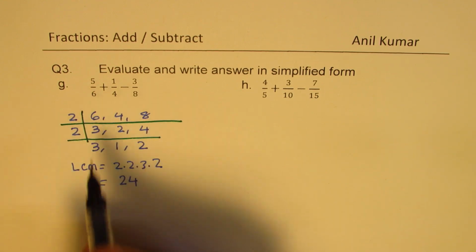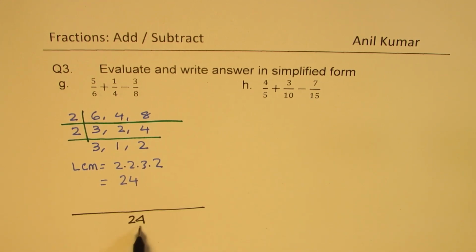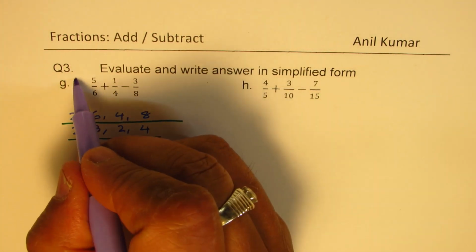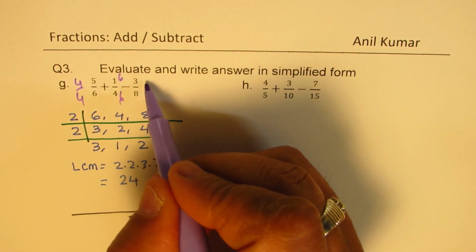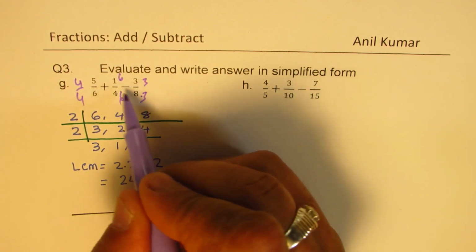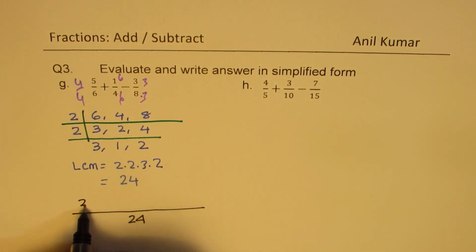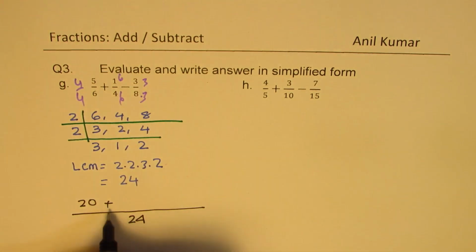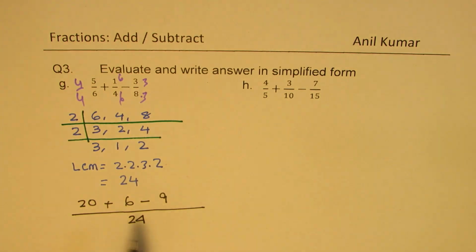Now one way is that we could write a common denominator with a straight line, and we know we need to make each as 24. To get 24 in the first case, I should be multiplying this by 4, correct? Here, I should multiply by 6, and in this case by 3, correct? To get 24. So let's do it. 4 times 5 is 20, so we get 20 here, plus 6 times 1 is 6, minus 3 times 3 is 9. So we get 20 plus 6 minus 9 over 24.